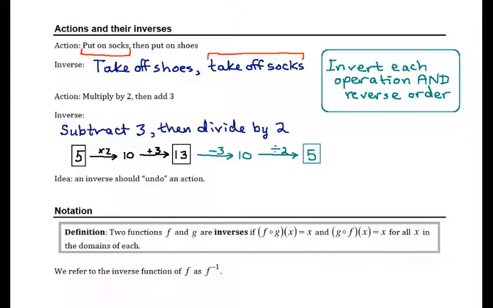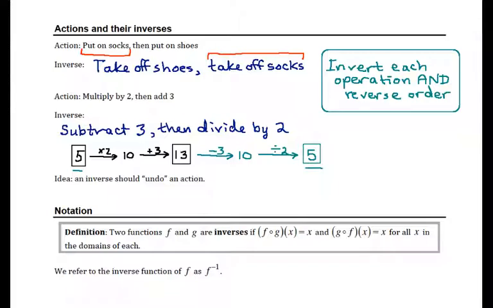So this also helps us to illustrate the goal of an inverse mathematically. If we started with 5, then after applying the function and its inverse, we want to get back to that same 5 that we started from. So the idea is that an inverse should undo an action.